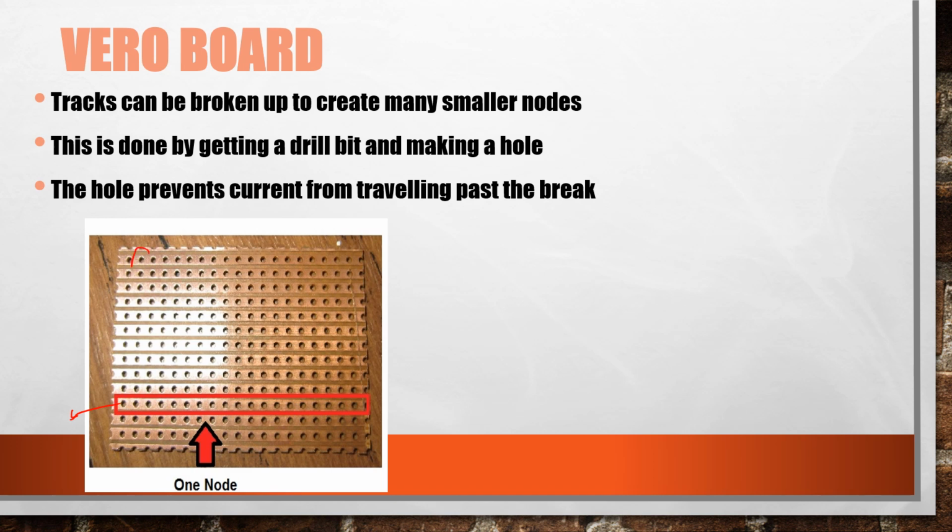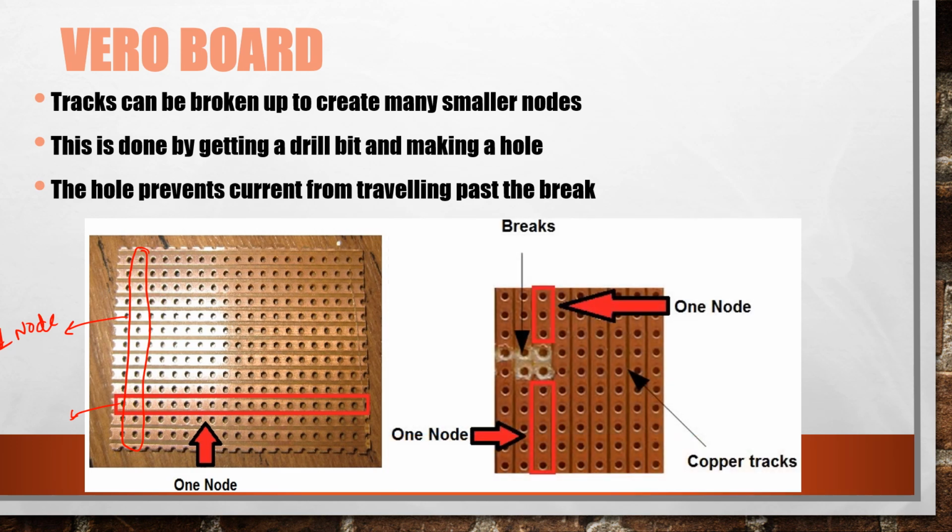We know that this is one node. Okay, now it can be broken into two nodes like this. As you can see here, you have broken up these copper tracks, and now as a result two nodes are made. Okay, so this is how you can break these copper tracks for creating many smaller nodes.